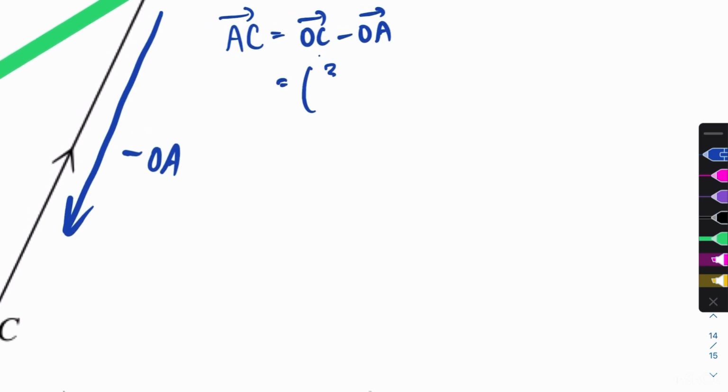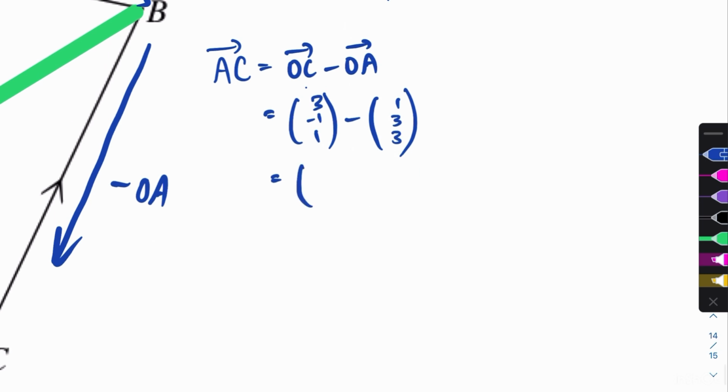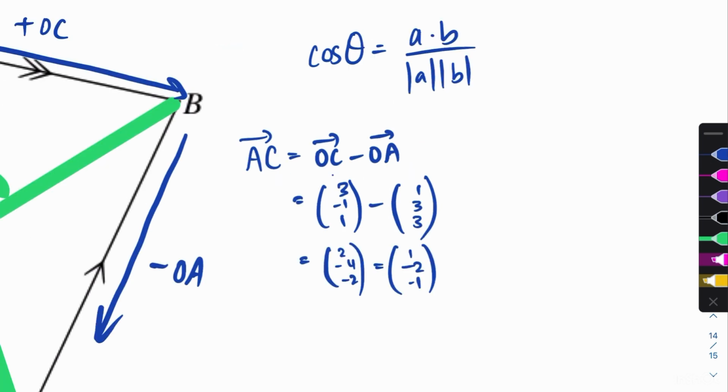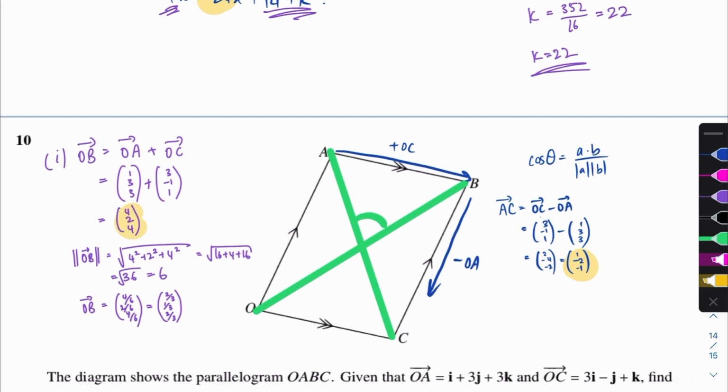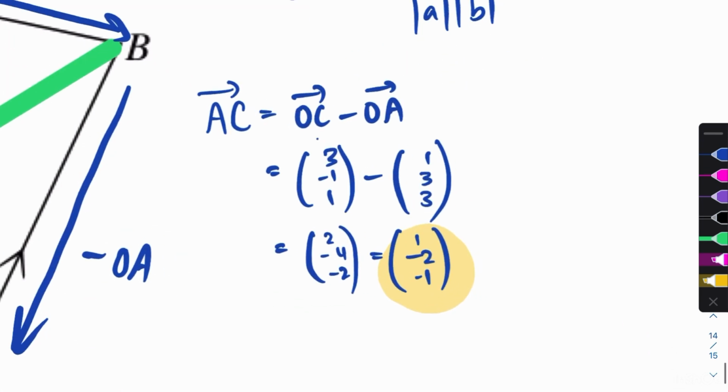OC is 3, minus 1, 1, and OA is 1, 3, 3. So this is going to be 3 minus 1 is 2, minus 1 minus 3 is minus 4, and 1 minus 3 is minus 2. So we can just simplify that to 1, minus 2, and minus 1. So now that we've got AC and we've got OB over here, we can use both of those in this formula.